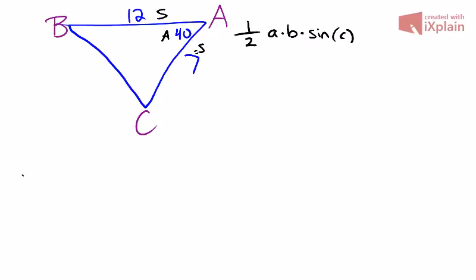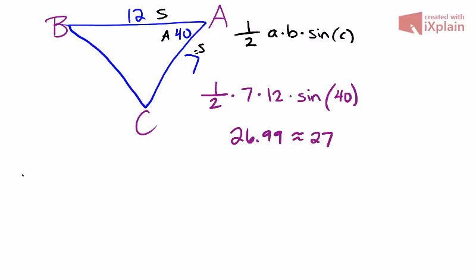So when I plug this in, I have 1/2 times A, which could be 12 or 7. Order does not matter because we're multiplying. Times 12 times sine of the angle that's in between 12 and 7, which is 40. And then when you put that in your calculator, you should get 26.99 or 27. Okay? So these first 2 were very easy. You plug it straight into the formula.